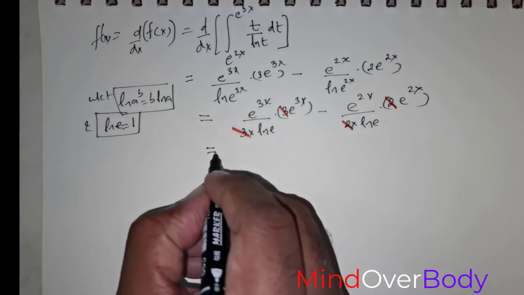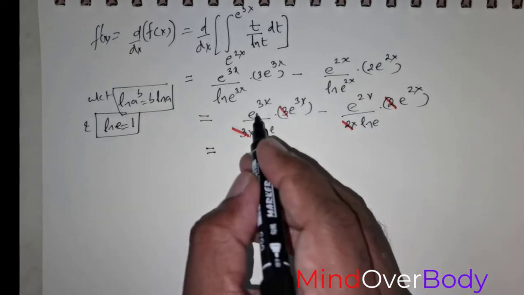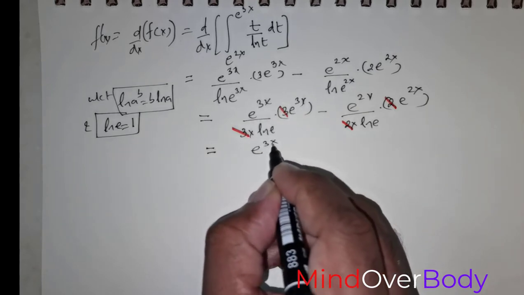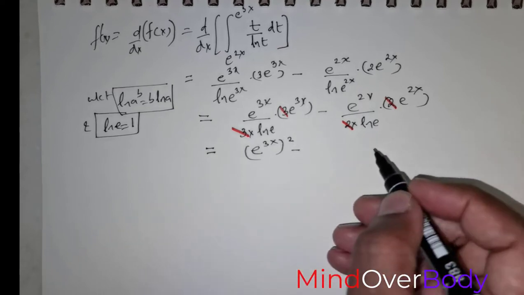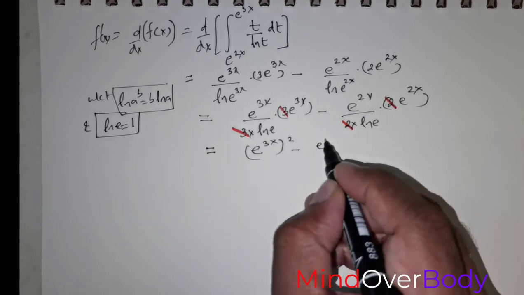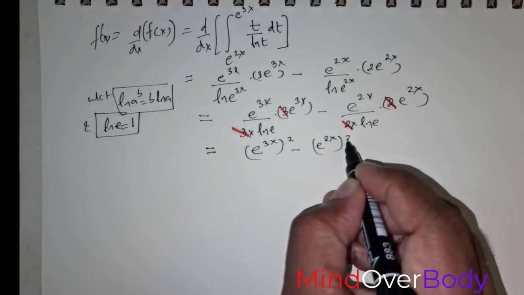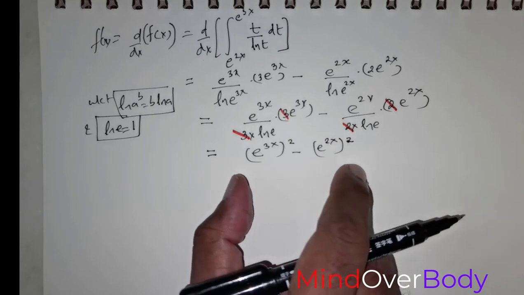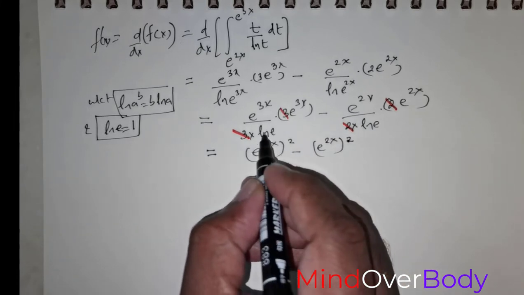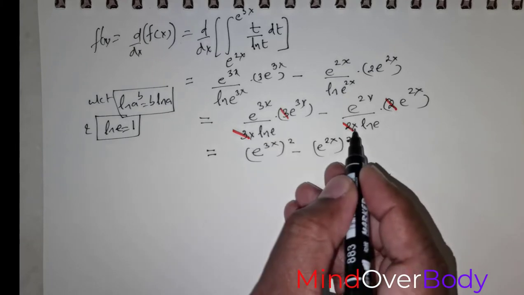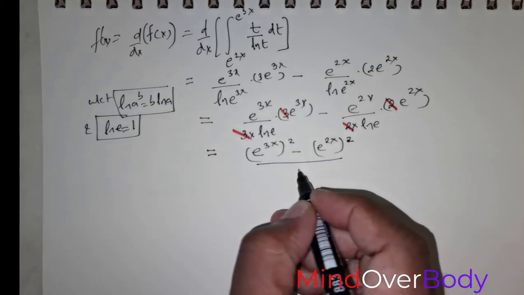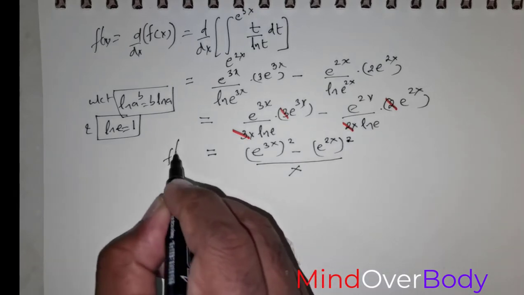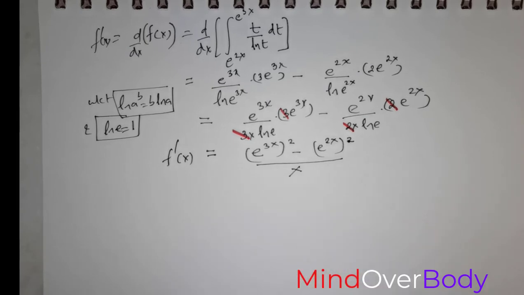So this is equal to e^(3x) times e^(3x), so that's going to be (e^(3x))^2, minus e^(2x) times e^(2x), so it's going to be (e^(2x))^2. So this is what we have got, right? Of course, ln e becomes equal to 1, but there is a presence of x, so we need to divide by x. So on the left hand side, this is the value for f dash of x.